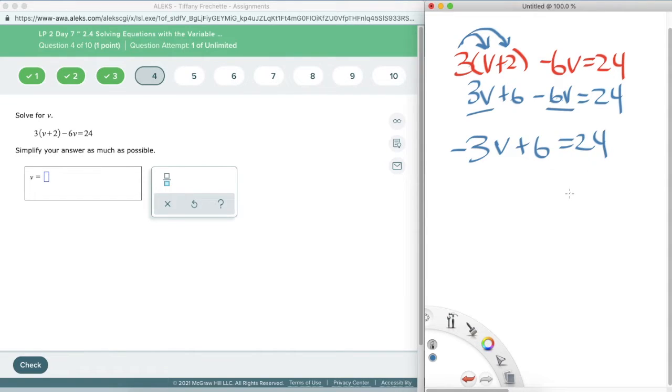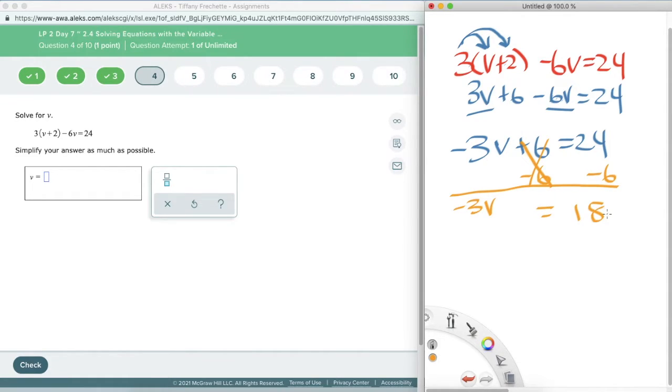All right, now we're simplified as far as we can go. We added our like terms. So now we're going to start to solve. I'm going to switch my colors again here. So what's being added or subtracted on the same side as the variable? 6 is being added. So I'm going to subtract it like this. And I have negative 3v, 6 minus 6 cancels, 24 minus 6, and we get 18.